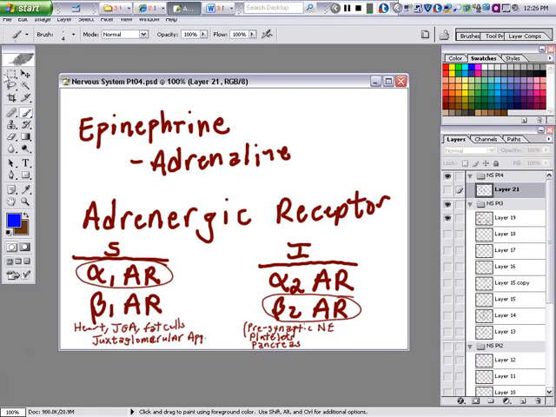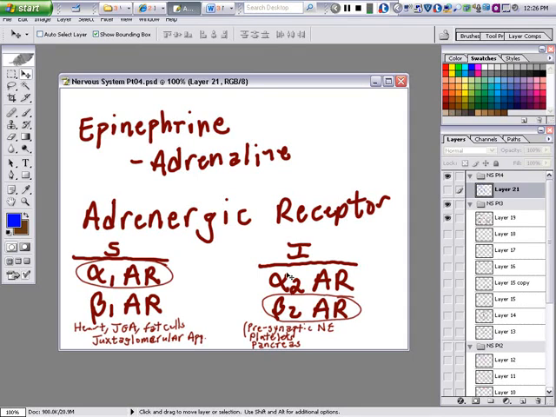And the rule is, I gave you a rule. For the stimulatory adrenergic receptors, they're going to always be alpha 1, except for these three situations: the heart, the juxtaglomerular apparatus, and adipocytes, fat cells. They're going to be beta 1, or a type of beta 1. And for the inhibitory receptors, for the tissues to be inhibited, the receptors are going to always be beta 2, with three exceptions: presynaptic nerve endings, platelets, and the pancreas. They're going to be alpha 2.